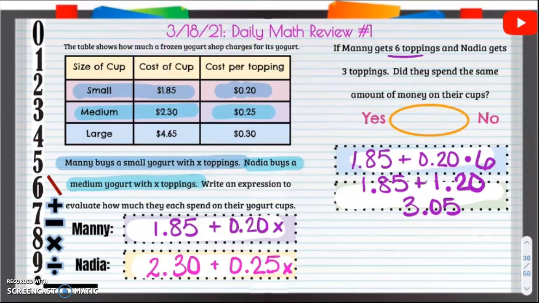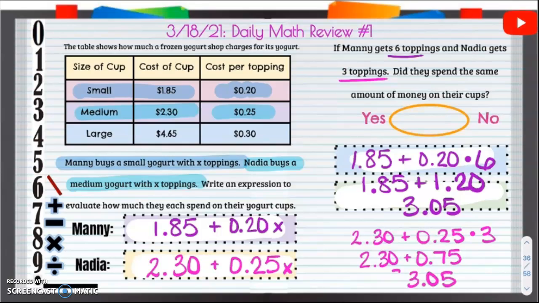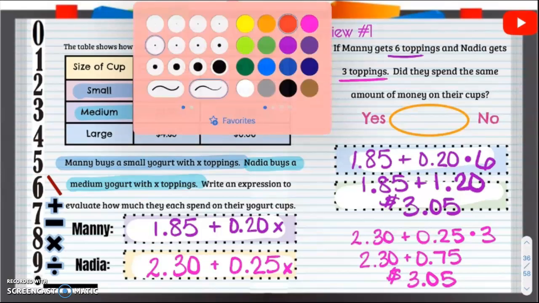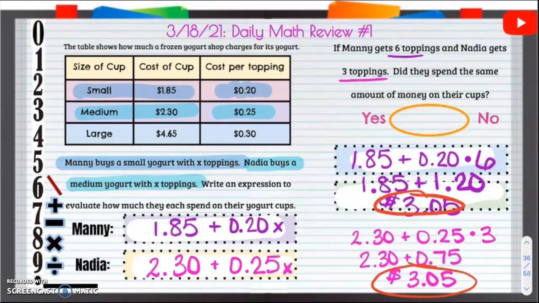Let's take a look at Nadia. She gets 3 toppings. So hers is $2.30 plus 25 cents times her 3 toppings. 25 cents times 3 is 75 cents, and we're going to add her $2.30. So $2.30 plus 75 cents, and you get $3.05. Whoa, look at that. Do they spend the same amount? $3.05, $3.05. Yes, they do. They spent the same amount.